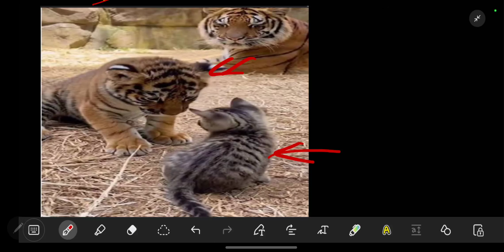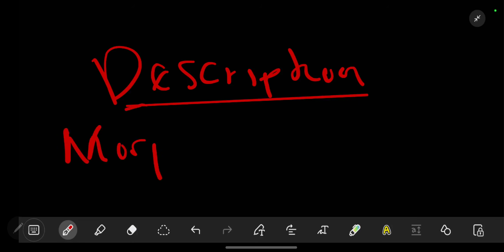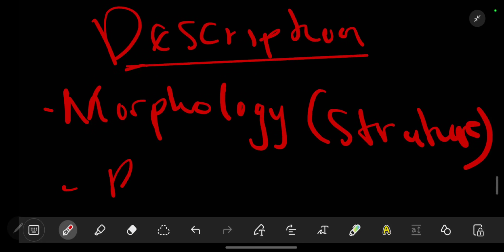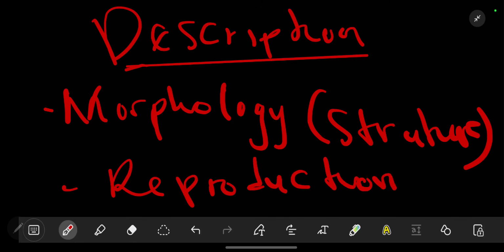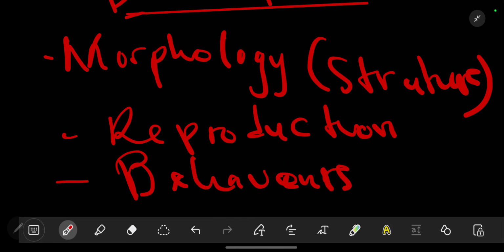Then you are now going to go to what we call description. Under description, you are going to look at some things such as morphology. Morphology is just the structure of an organism. How does it look? That's the morphology. Then you can also look at the reproduction and how its behavior is. Those are some of the things that are involved.